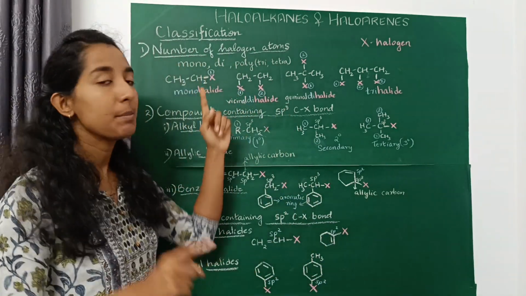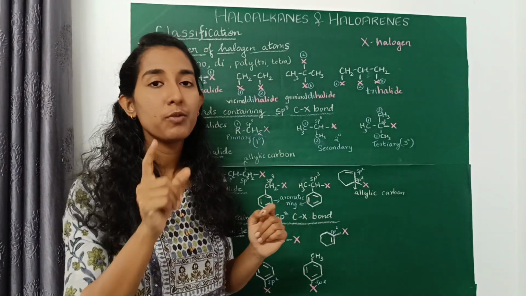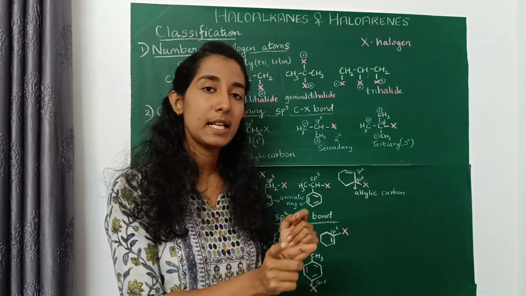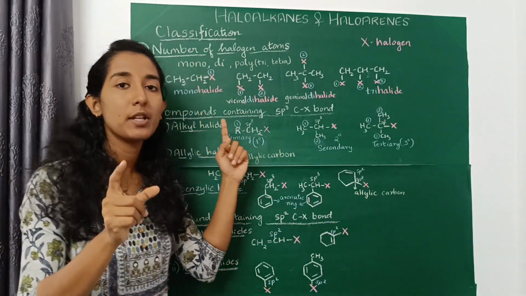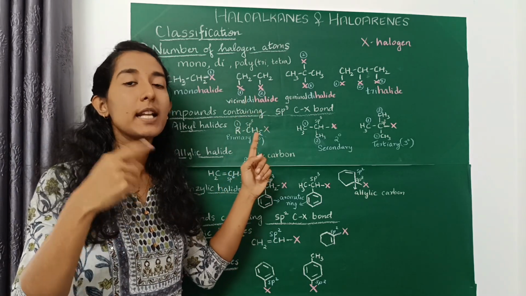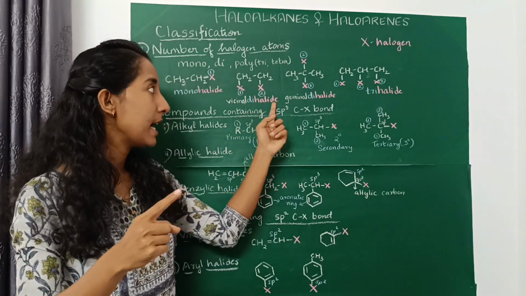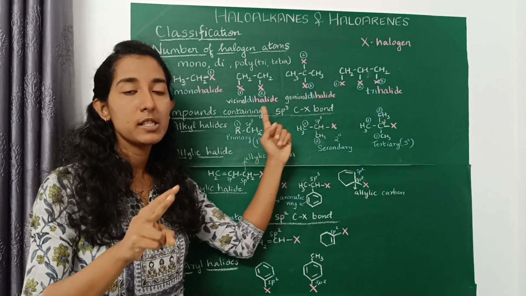In this case it can be mono, di or poly. In mono, one halogen atom is attached to the alkyl halide. As you can see, one halogen atom is attached to the alkyl halide, so we call it a monohalide. Now, if two halogen atoms are attached to the carbon, we call it a dihalide. In these two examples, you can see two halogen atoms are attached, so it is a dihalide.